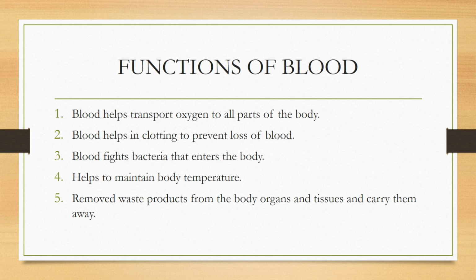So the first one, blood helps transport oxygen. Which component of blood transports oxygen? You say the red blood cell. Point 2, blood helps in clotting to prevent loss of blood. Which component of blood helps in blood clotting? It's platelets. Point 3, blood fights bacteria that enters the body. What component of blood is that? Well, it's white blood cells.